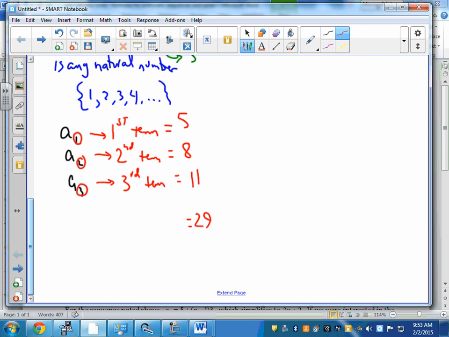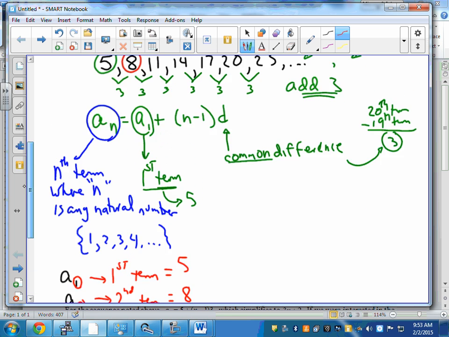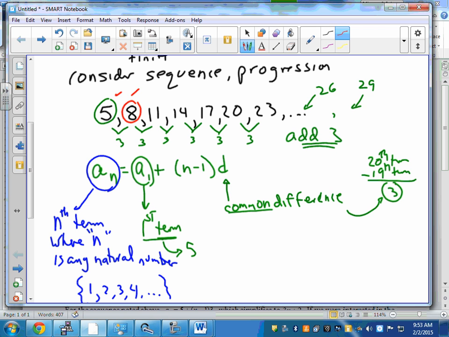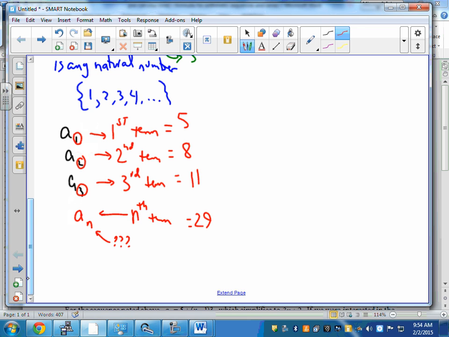I don't particularly know what that term is. I know it's in the list, so maybe I might be asked to find what position it is in. Well, one way to do it would obviously be to count. Let's see, here's our first term, second term, third term, fourth, fifth, sixth, seventh, eighth, ninth. So 29 would be the ninth term just by looking at the list that we have. So 29 is the ninth term, so that would be a sub 9.